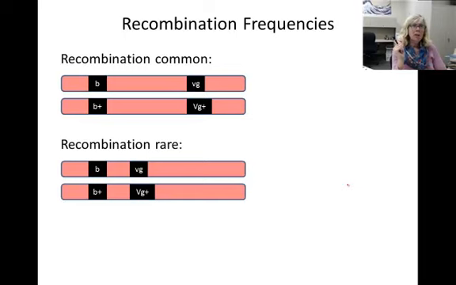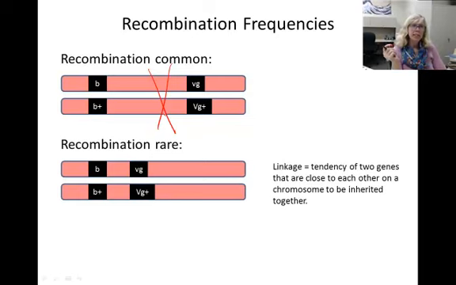Recombinants are more common if the two traits are far apart on the chromosome rather than close together, because it's easier to get a crossing over event between alleles when the genes are far apart. Before the days of DNA sequencing, scientists could use recombination to determine how close together genes were on the same chromosome. Close genes are considered linked, where linkage is defined as the tendency of two genes to be inherited together if they're close to each other on the chromosome.